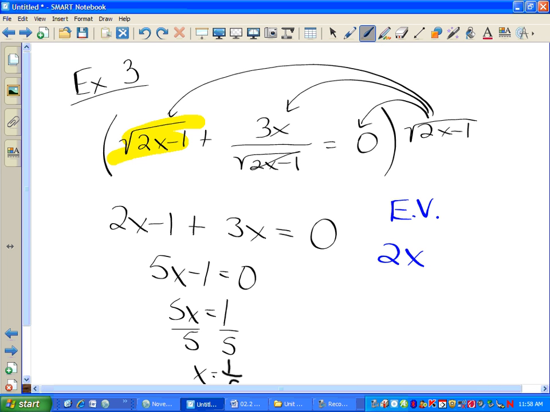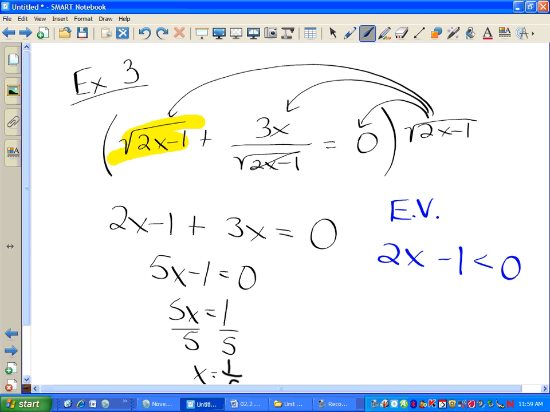So we need to keep 2x, and since I always say what it can't be, my excluded value is what I can't have. So this stuff can't be negative. So I'm going to say 2x minus 1 can't be negative. So 2x minus 1, if it's less than 0, we have an issue, right? It needs to be excluded. Are you with me? Okay?